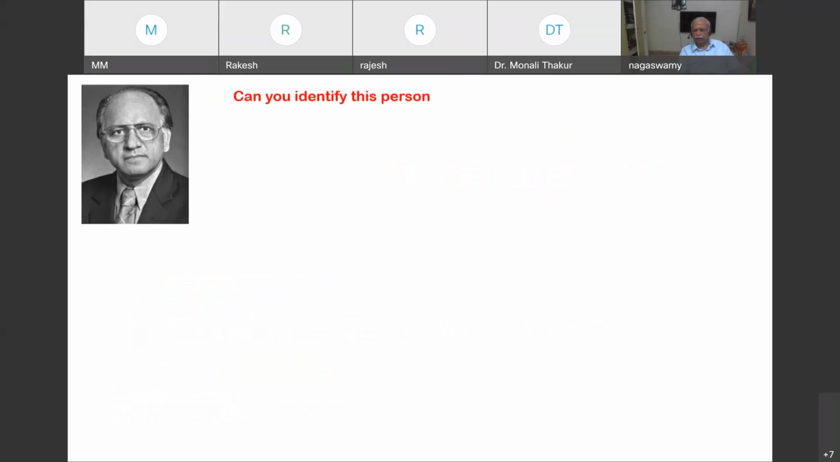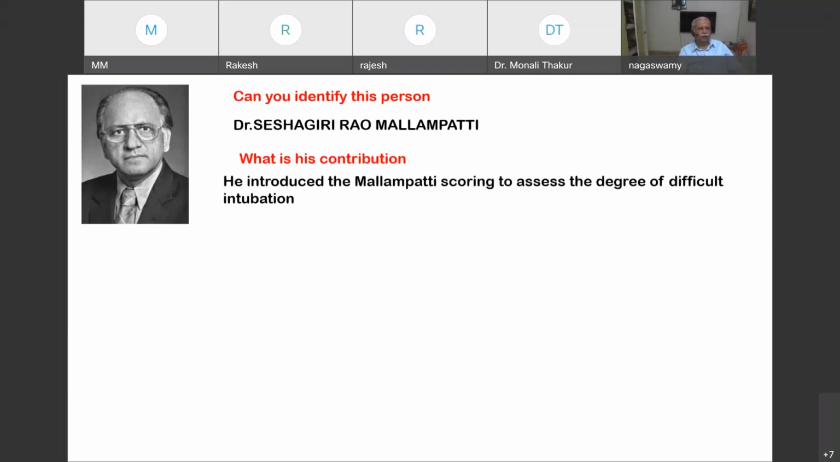Can you identify this person? He has made a big contribution for airway. That's the clue I can give you. Does he look like a Westerner? It is Seshagiri Rao Mallampati. He's an Andhra Pradesh man who settled down, first went to the UK, then from there went to Canada, and from Canada he published his paper of Mallampati classification. So his contribution is Mallampati scoring, which we are till today using.